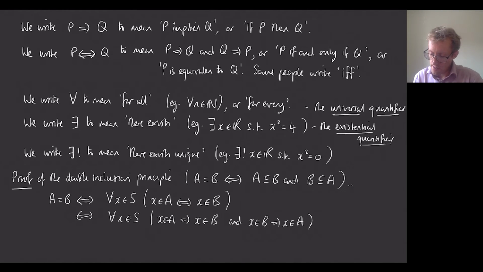But now, this statement here, x is in A implies x is in B, that is exactly the statement that A is a subset of B. And this is the statement that B is a subset of A. So this is now equivalent to saying that A is a subset of B and B is a subset of A. And therefore we have shown that A equals B is equivalent to A being a subset of B and B being a subset of A. Okay, so we can make some proofs look slightly more slick by using some of this notation.